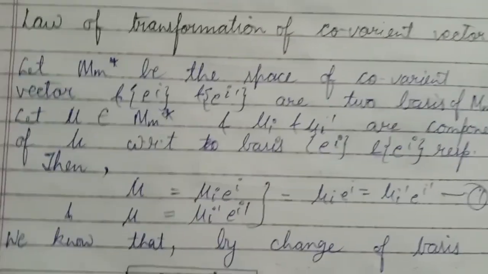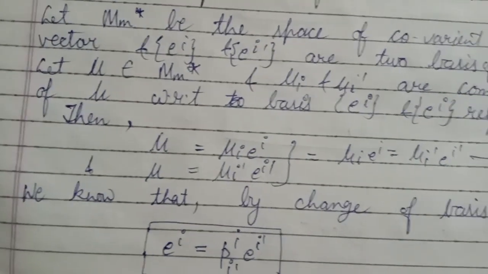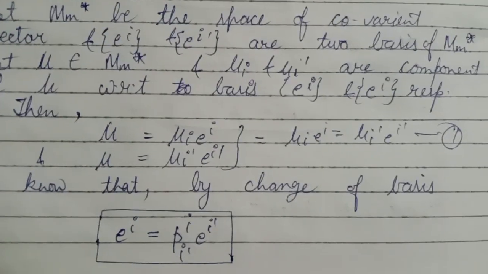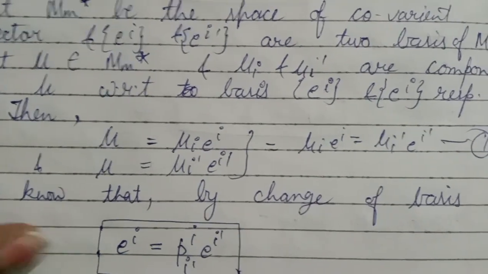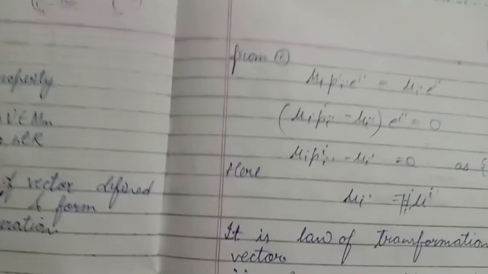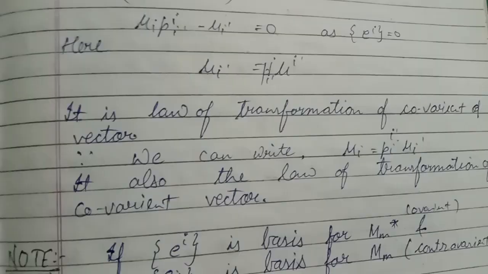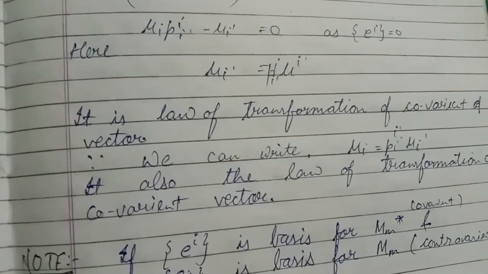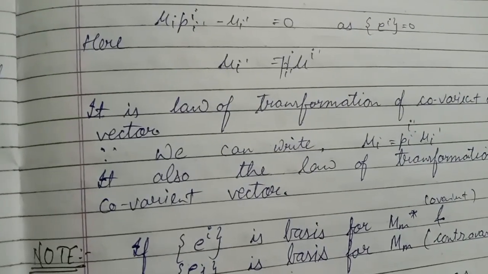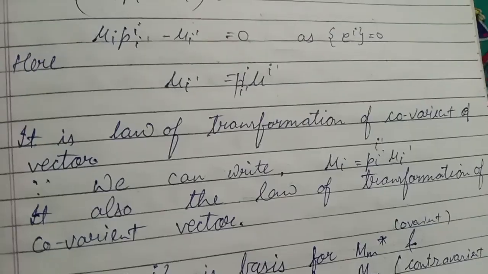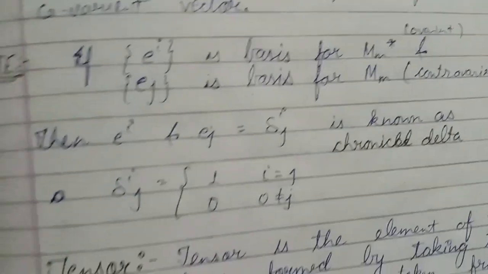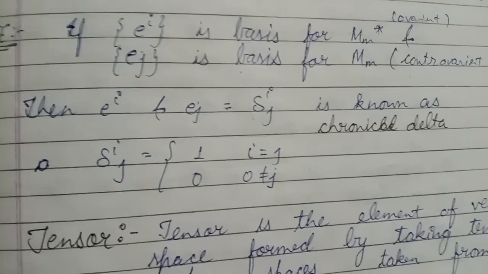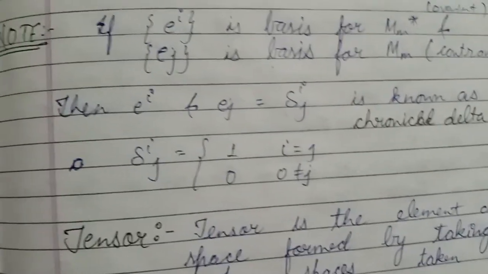Then we can write in this way, and we know that when we change the basis we get this. And now it is the law of transformation of covariant vector. We can write it in this form, and the next one is also the law of transformation of covariant vector. Some important points are also given about covariant vector.